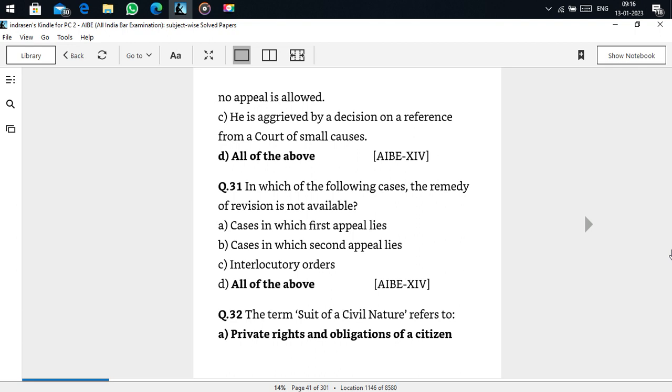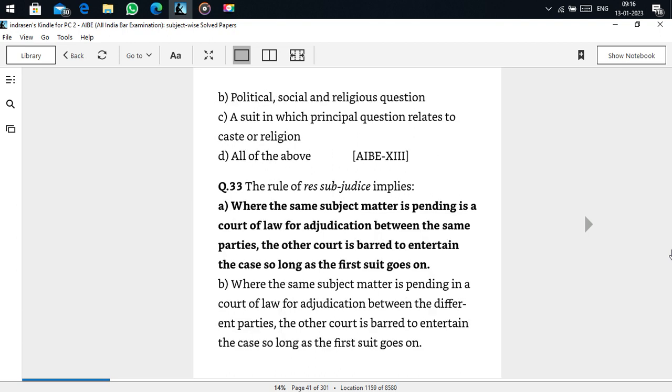The term suit of a civil nature refers to the private rights and obligations of citizens. Suit of a civil nature. As we know, the criminal is against the state or by the state. In case of the civil, it is between private parties.